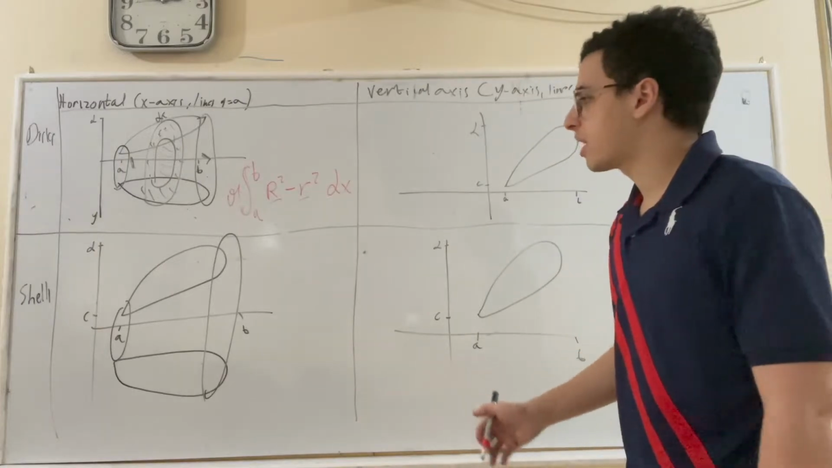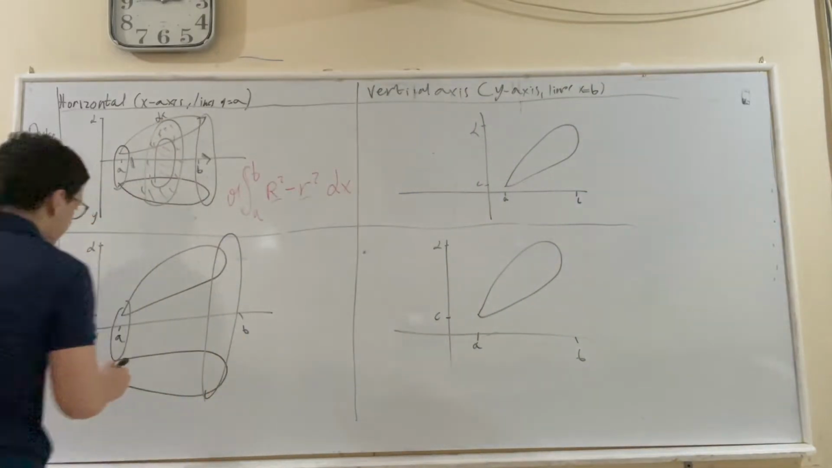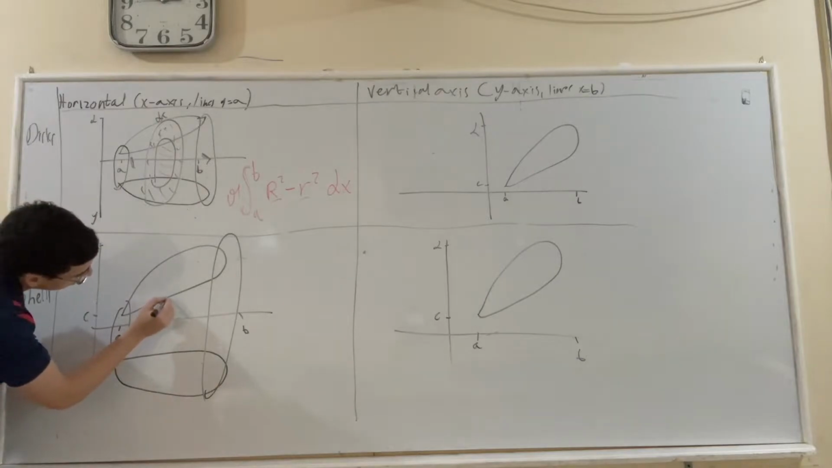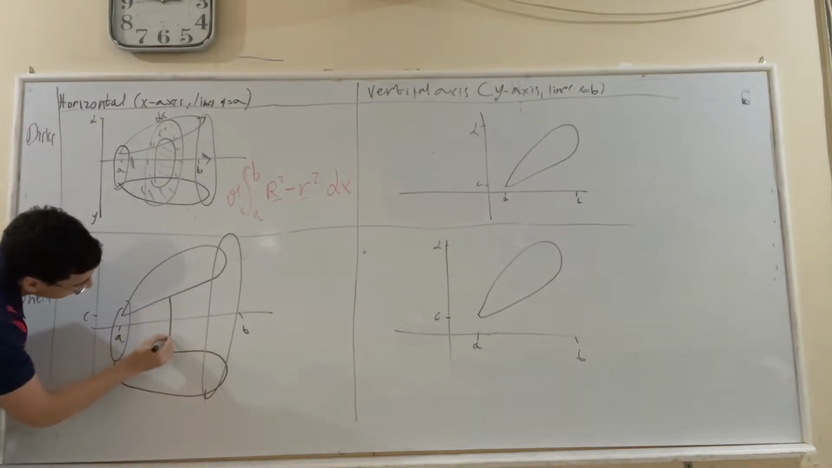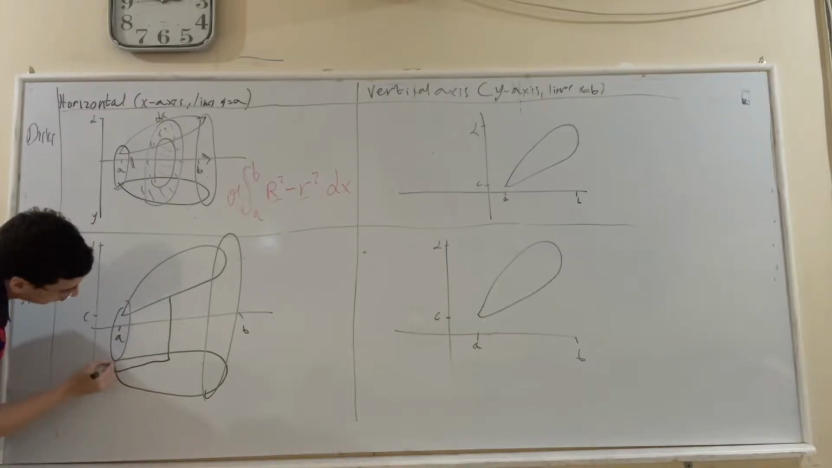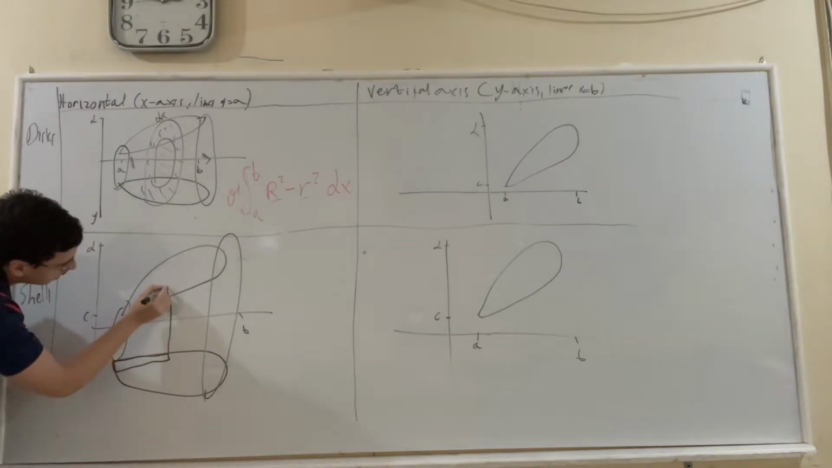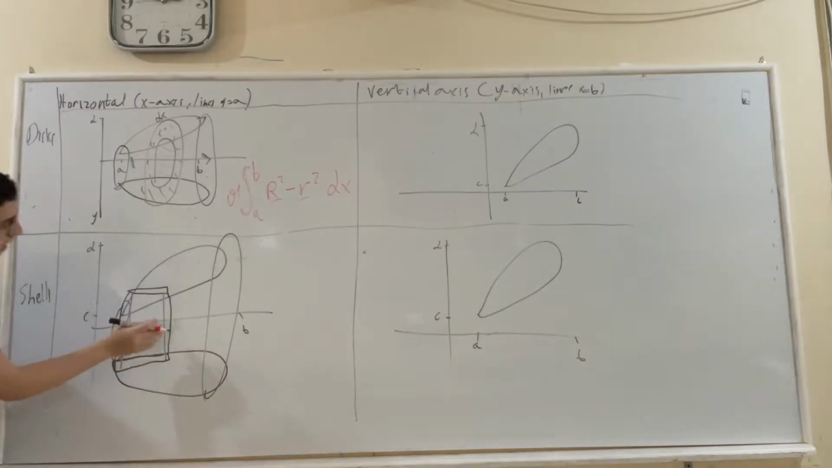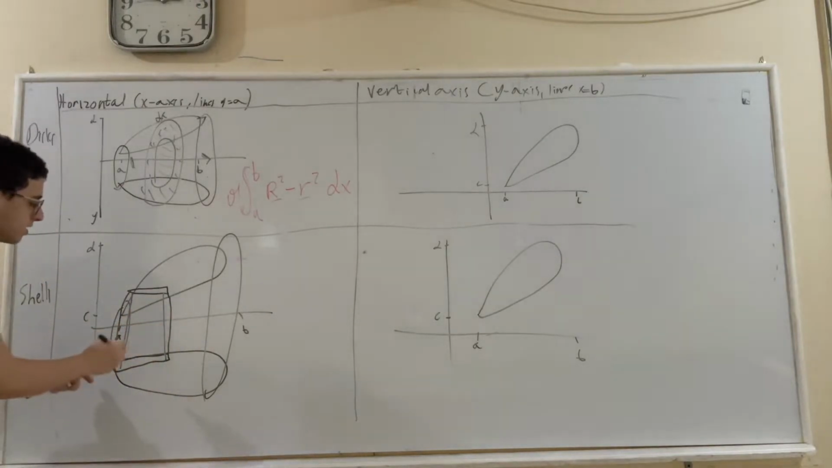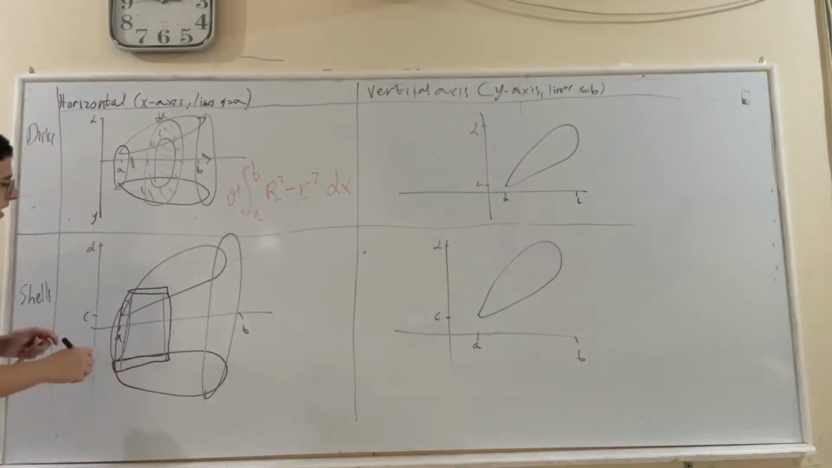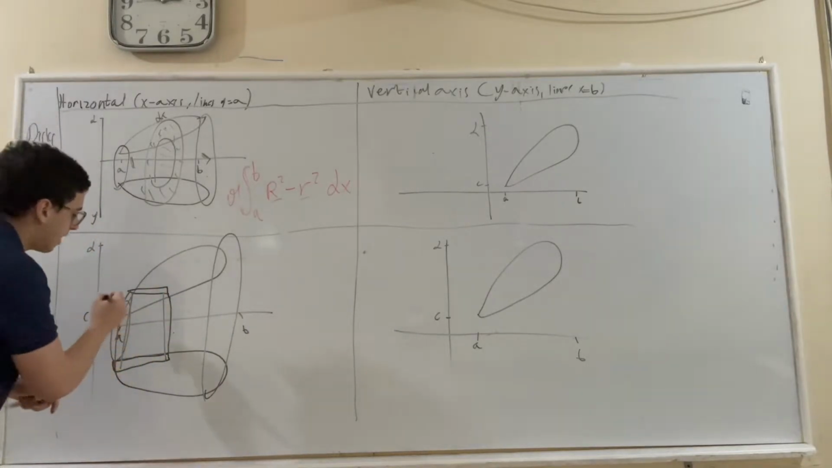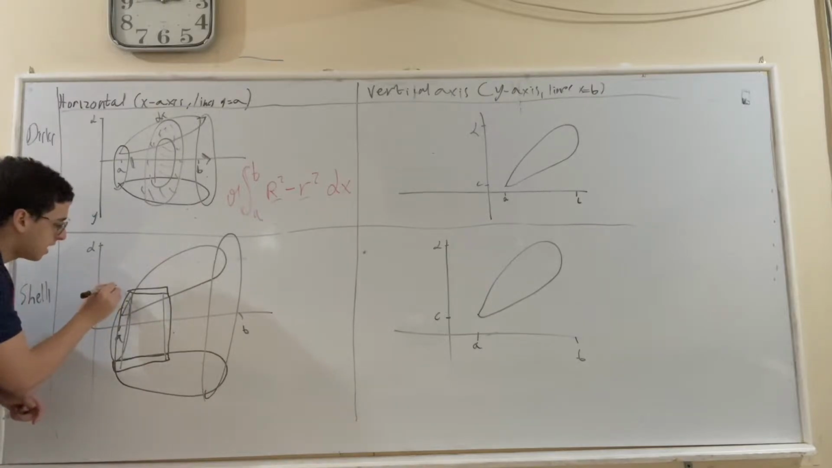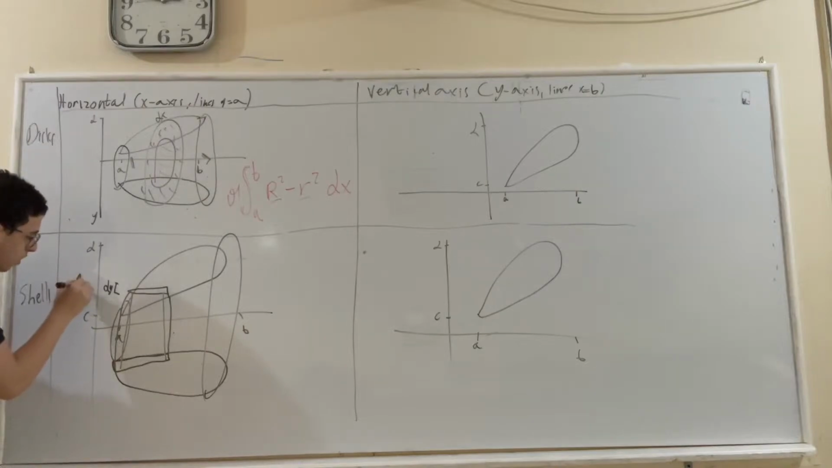With the shell, we have it as a little cup here. So it would look like this. It would look like a cup, really. And this cup just keeps going, and it keeps increasing. But our thickness here is a dy thickness, so it's a delta y thickness.